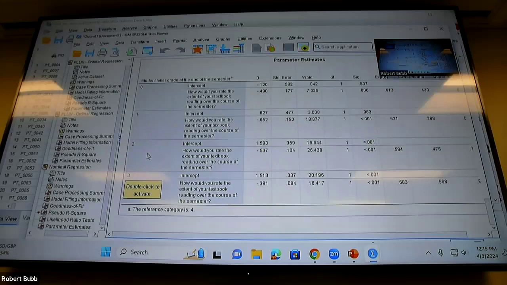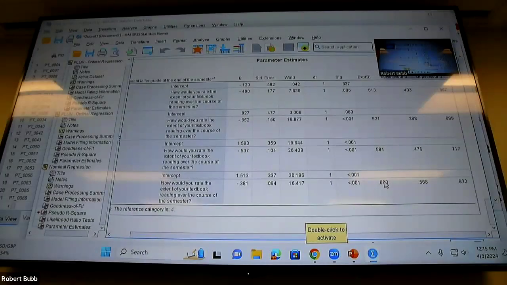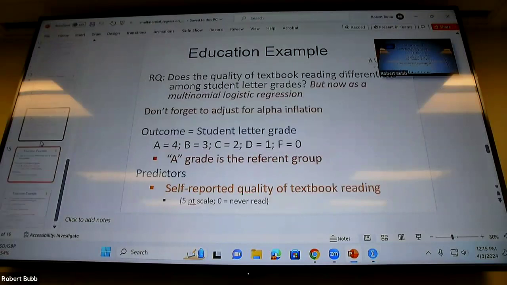Let's see here. Notice that you do get your odds ratio right here. So again, you don't get your odds ratio with the ordinal logistic regression, but you do get it here. Oh, we do employment as well. Okay, all right, I'll just look at my examples.